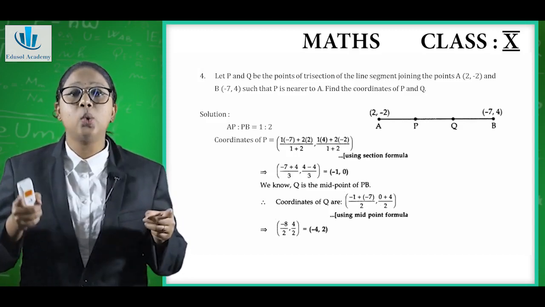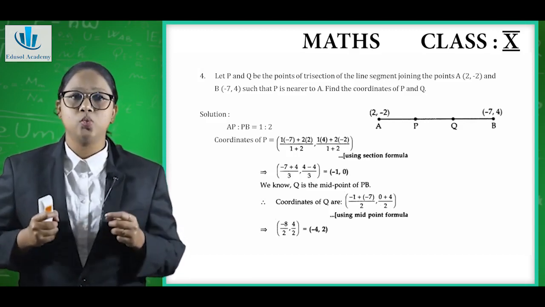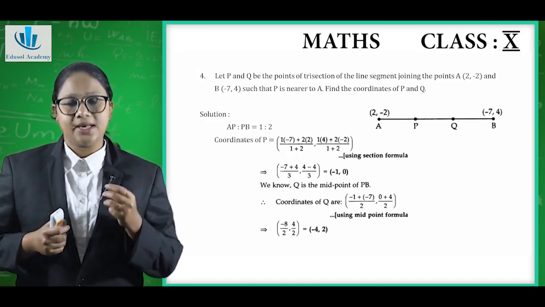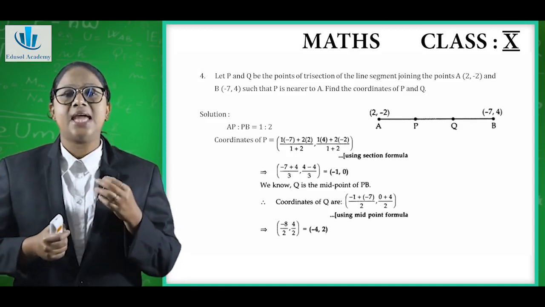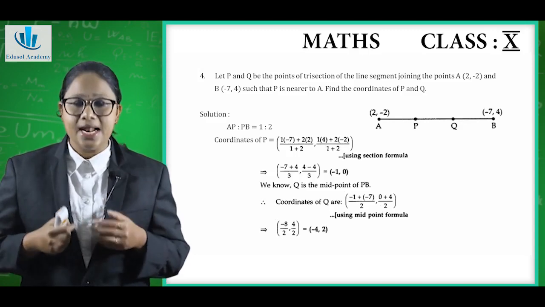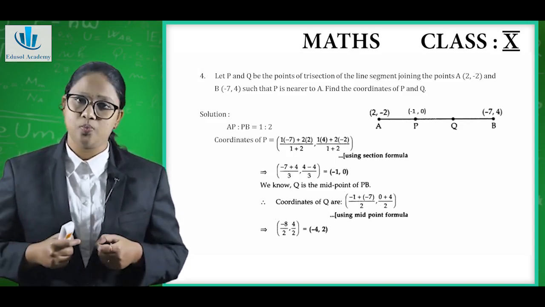So now the ratio AP by PB will be 1:2. Now you may apply section formula mx2 plus nx1 by m plus n and my2 plus ny1 by m plus n. We can find the coordinates of P as -1, 0.